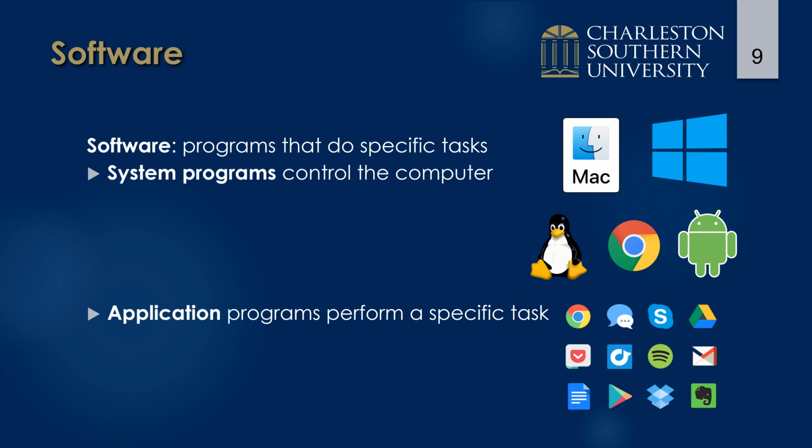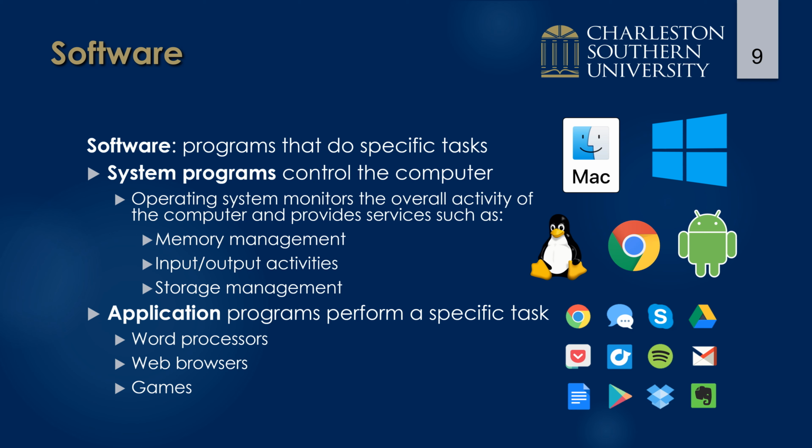And so a system program oftentimes is an operating system. An operating system monitors the overall activity of a computer and provides services such as memory management, input and output activities, and storage management. Common operating systems are the Mac OS, Windows, Linux, Chrome OS, which you have on your Chromebooks, and Android or iOS, for examples. So these programs work directly with the hardware.